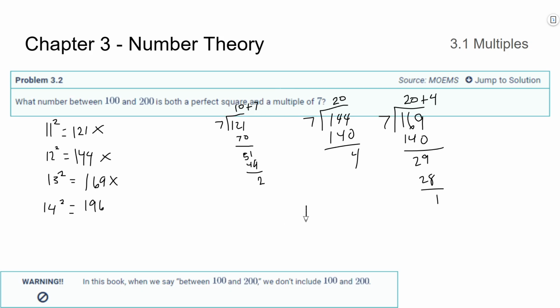All right, so 196, our last chance. 196. All right, so let's do 20 once again. That'll be 140. Let's see, so we got 6, we got 5, 56. Oh, 56, that's a multiple of 7, right? Plus 8 to be 56. All right, so there we go. 196 would be a perfect square between 100 and 200 and a multiple of 7.